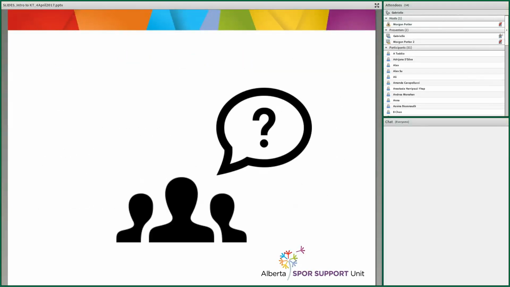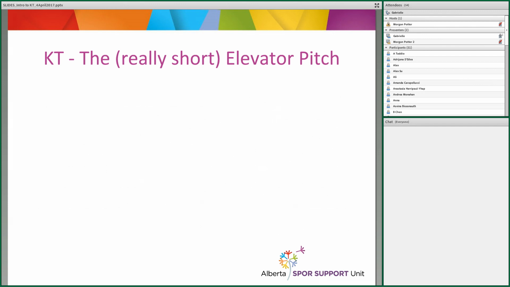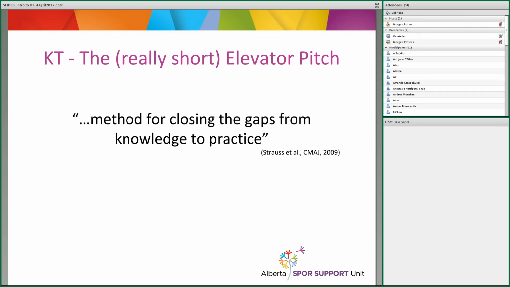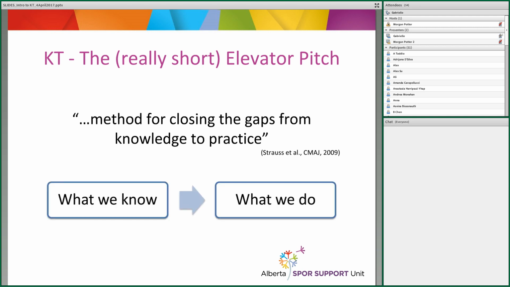Now, if you haven't really heard this before, it's a pretty long definition, and it doesn't always resonate with people. And so we've created a shorter version to make it a little bit easier to understand. It's really a method for closing the gaps from knowledge to practice, or it's a bridge between what we know and what we do. It's a bridge to help cross those valleys more effectively.